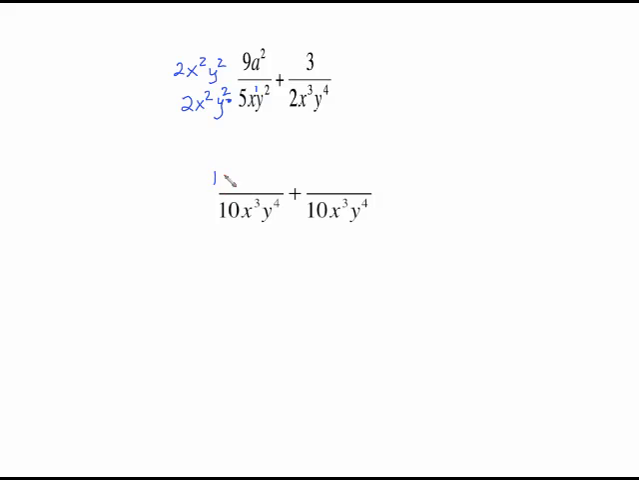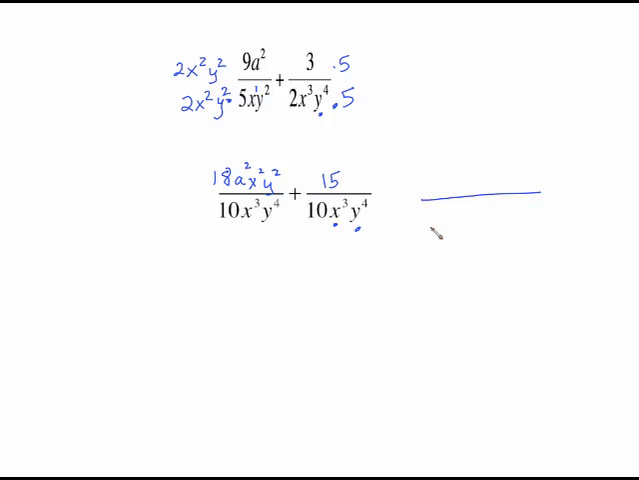Multiply this, gives us 18a squared x squared y squared. Doesn't matter what order you put them in, I just always put them in alphabetical order. Over here, 5 times 2 is what will give us the 10. This is x cubed, it needs to be x cubed, so no x is needed. This is y to the fourth, I need it to be y to the fourth, don't need to multiply by any y's. So all I need to multiply by there is 15.